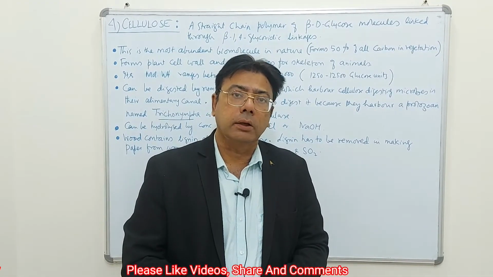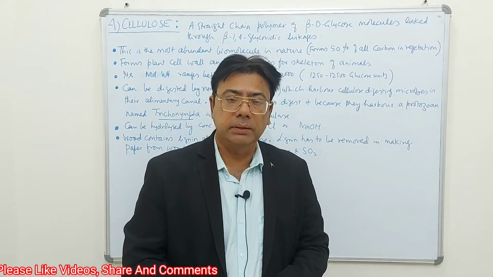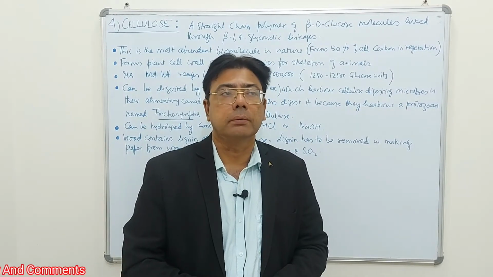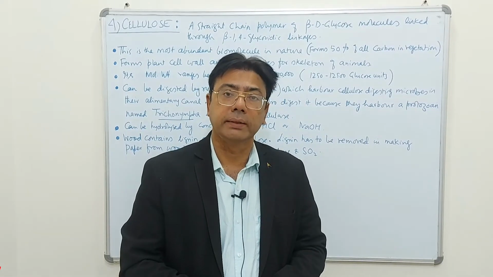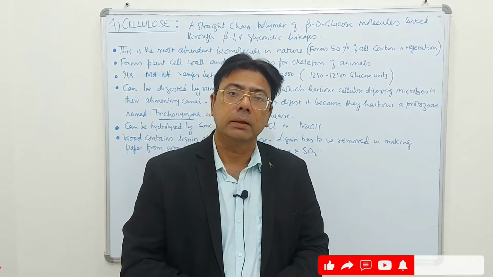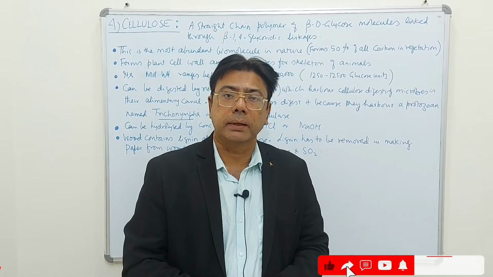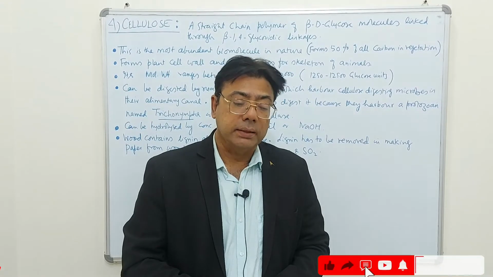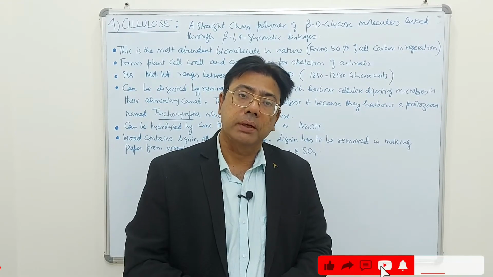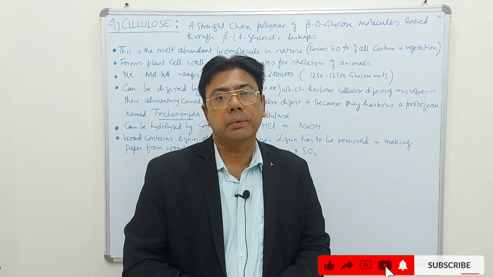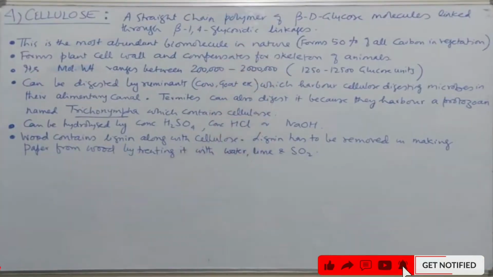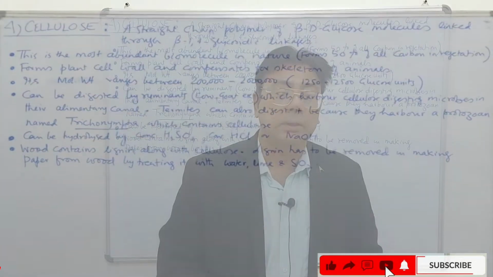It is not digested by many animals, but certain animals have the property to digest cellulose. For example, ruminants such as cow, goat, camel, etc. are capable of digesting cellulose because they have cellulose digesting bacteria in their intestines. Besides, you know that termites also are capable of digesting cellulose. That's why they are capable of digesting wood, and the reason is that they harbor trichonympha, which is a protozoan in their intestine, and trichonympha possesses cellulase, the enzyme that digests cellulose.